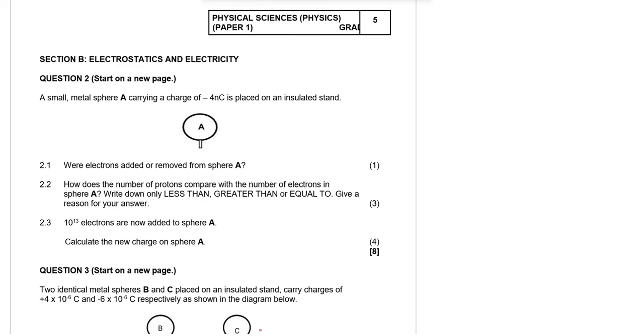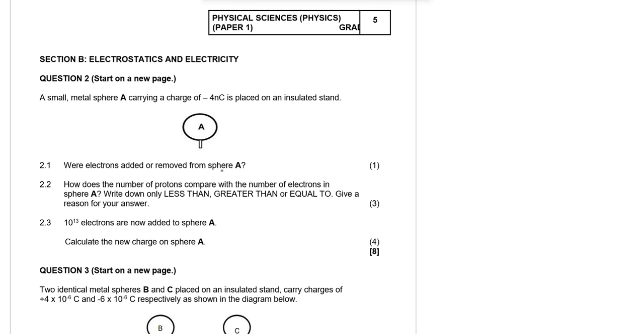Okay, so these are the physical sciences paper one questions that you requested. I arranged the multiple choice for you. I will do a special video explaining how you must answer multiple choice. So this is section B, question two. It says a small metal sphere A carrying a charge of -4 nC is placed on an isolated stand.